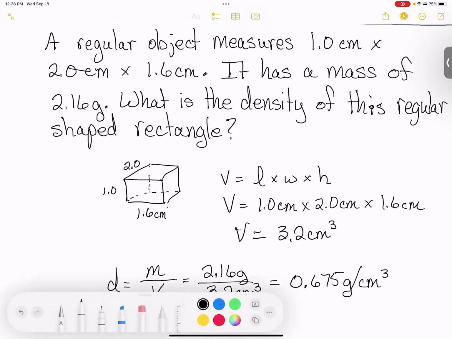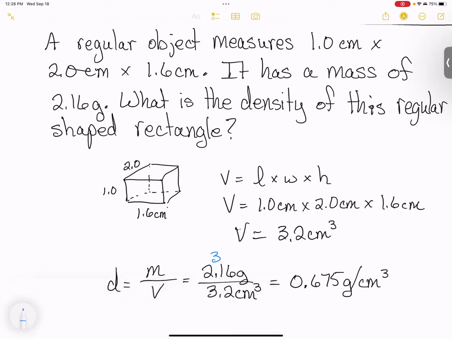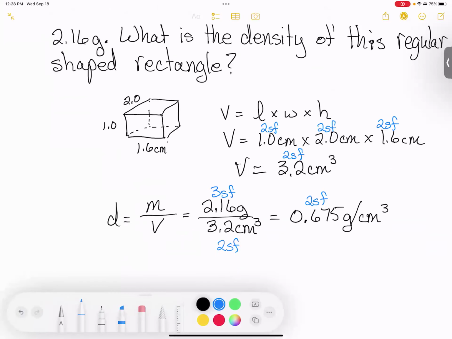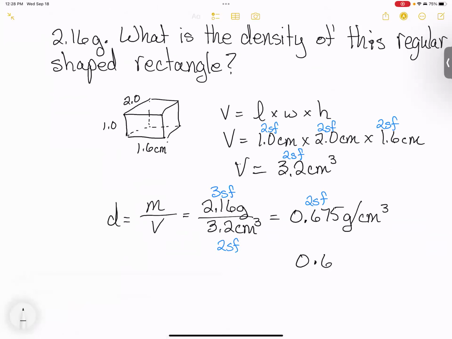Looking at significant digits, your starting mass had 3 significant digits. Your volume only had 2 significant digits, because there were 2 significant digits in the 1.0, 2 in the 2.0, and 2 in the 1.6, and therefore we only had 2 significant digits in our volume. Since the measurement with the fewest had 2 significant digits, our answer can only have 2 significant digits, and therefore this would be recorded as 0.68 grams per centimeter cubed.